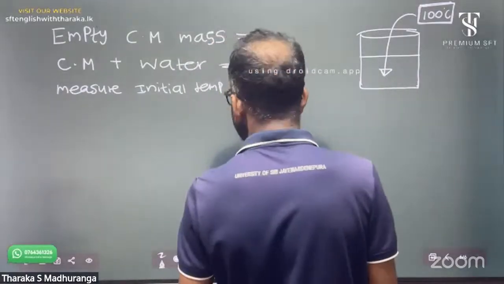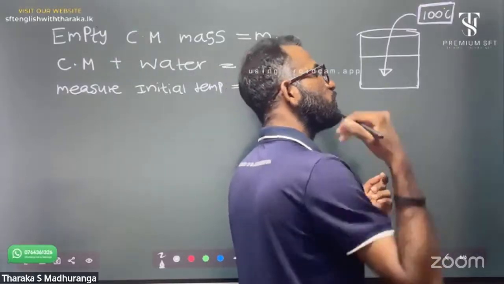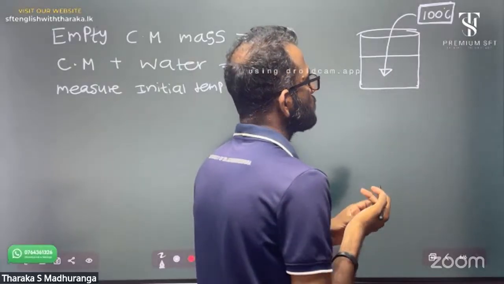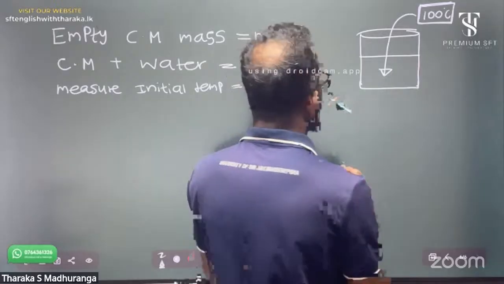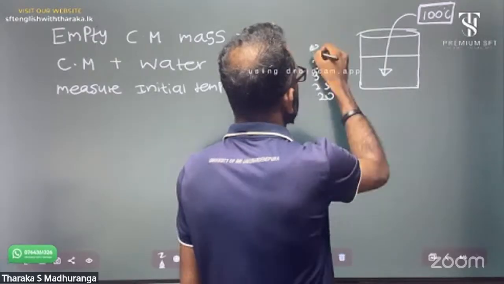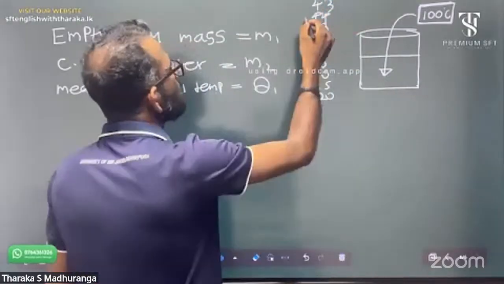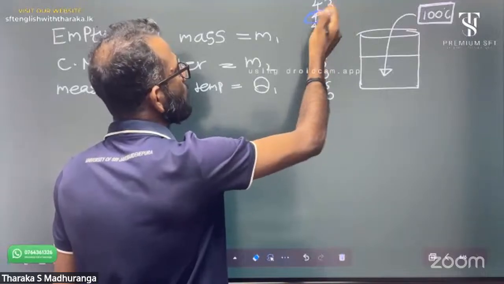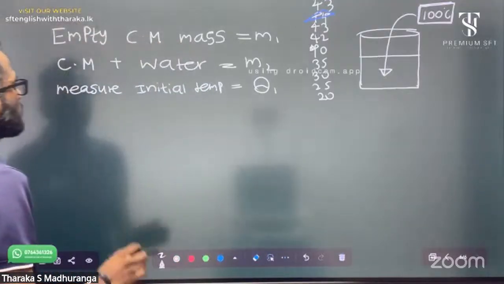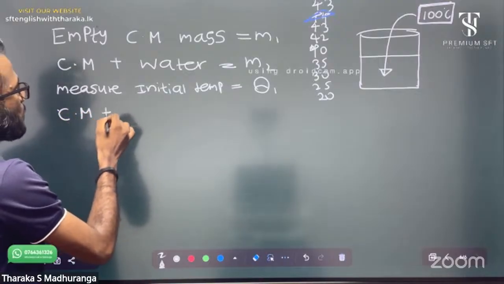Now the initial temperature is 20, then 25, 30, 35, 40, 42, 43, 44. Again it comes to 43, and 44 is the maximum temperature here. Before that, you have to measure the mass of the calorimeter plus water.